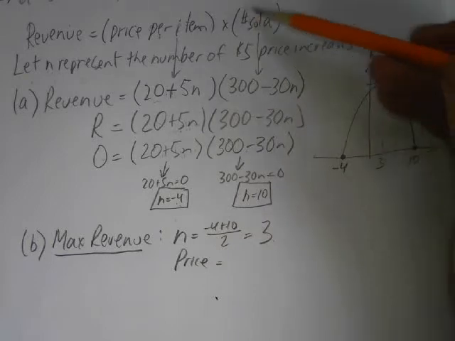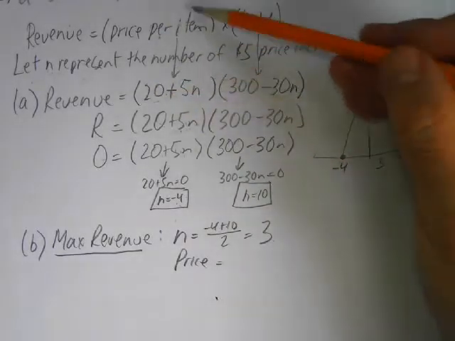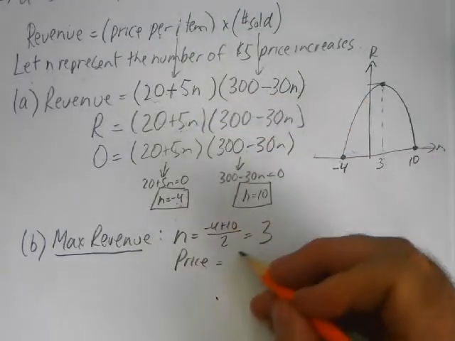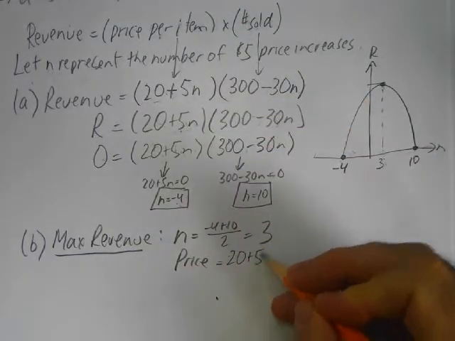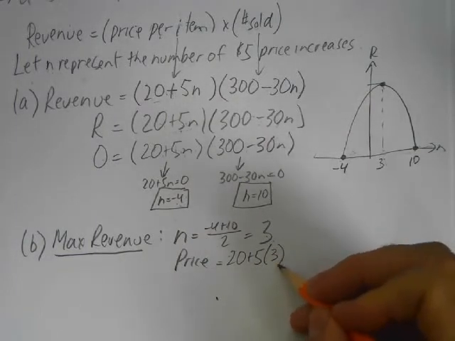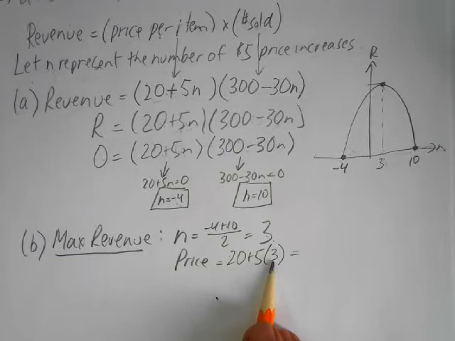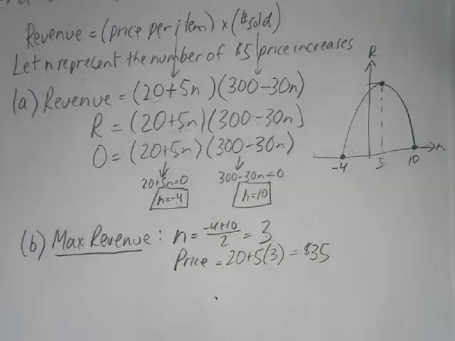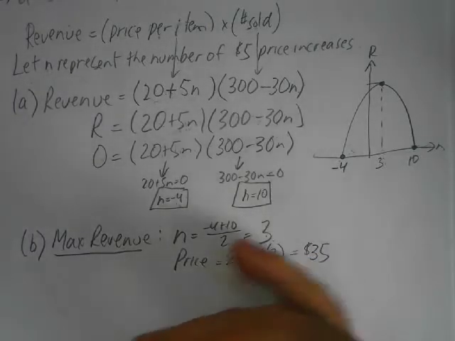So the new price, remember, if you keep track of this bracket here, that's the price. So the price will be 20 plus 5n, but we've already determined to get the most revenue, n should be 3. So if we increase the price 3 times, the new price will be $35. Okay, so we've already answered the question they wanted for B, but let's keep going.